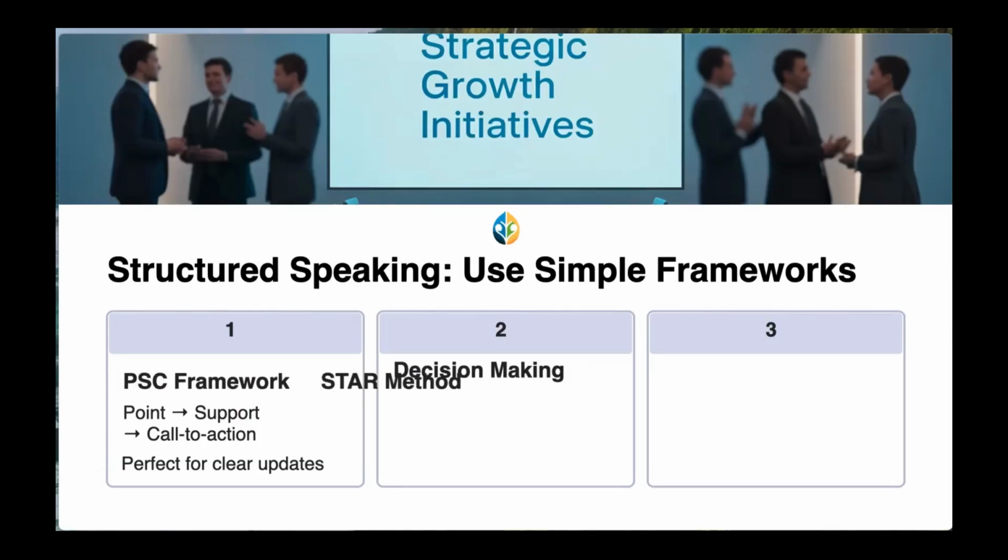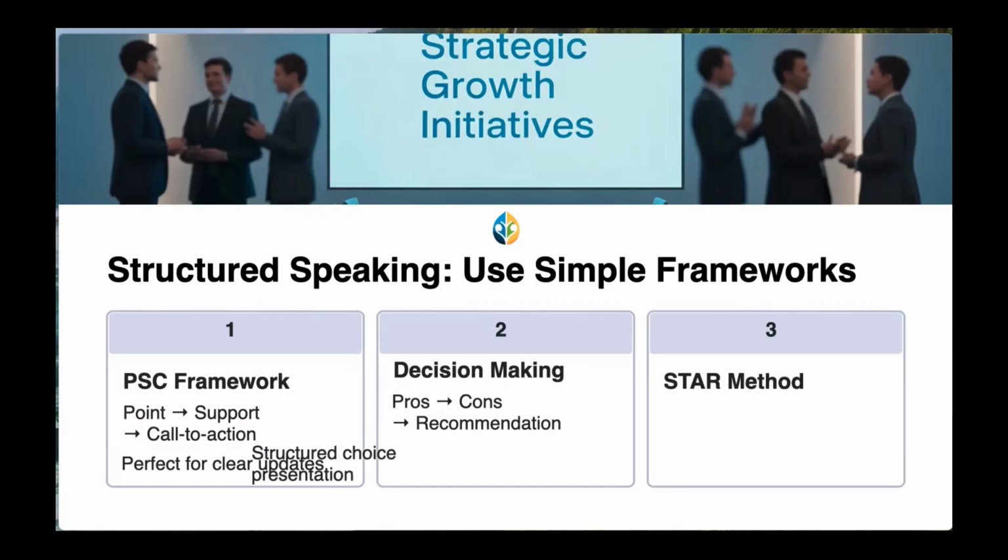Next, decision making, followed by the STAR method. So the pros, cons, and then the recommendations. This is a structured choice for presentations. Here are the pros. Here are the things that may be a problem or maybe a challenge. And here's the recommendation to meet our goal by overcoming the problems.